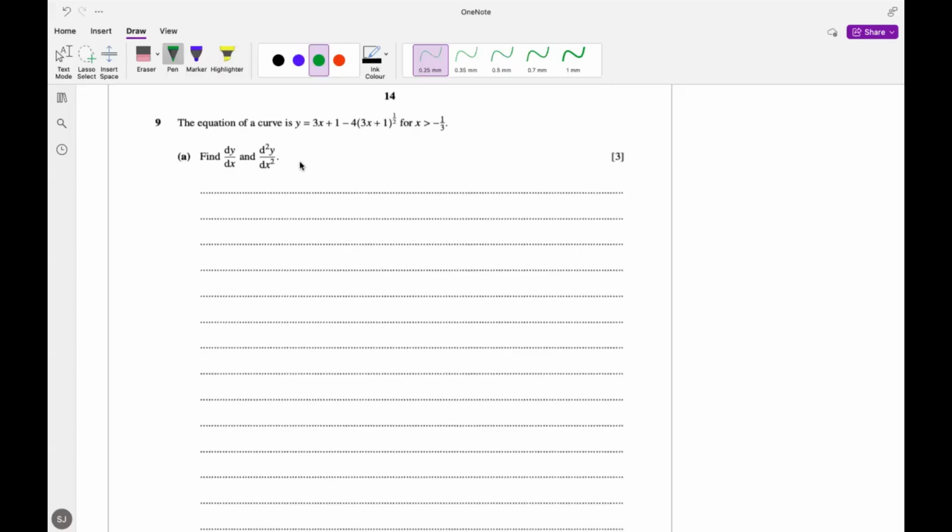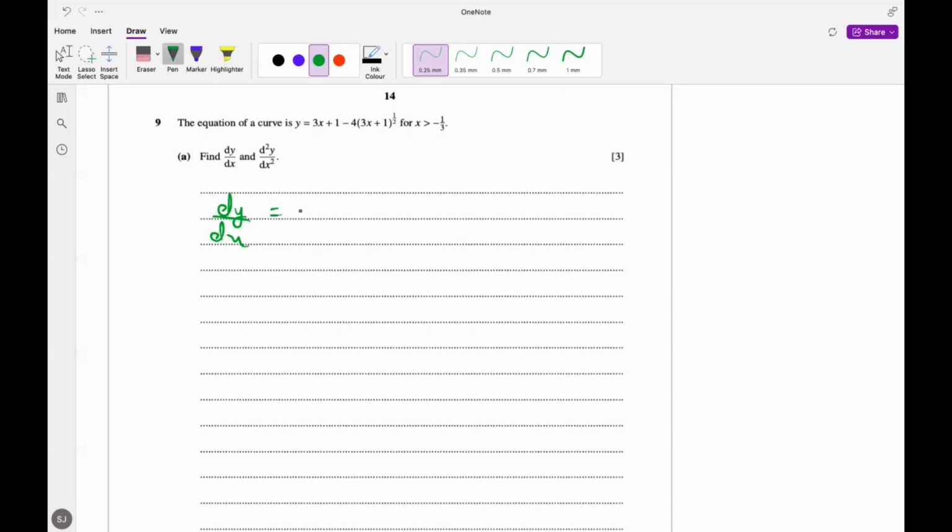In question 9, the equation of a curve is y equals 3x plus 1 minus 4 into (3x plus 1) to the power half, for x greater than negative 1 upon 3. We have to find dy/dx and d squared y upon dx squared. So in the first step, finding dy/dx.